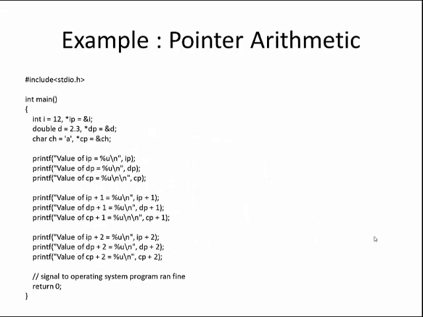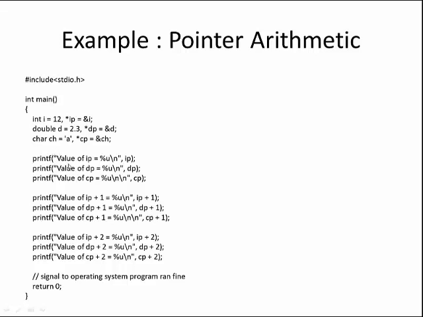Okay, so this is a basic example. If you can see, we have an integer variable I and a pointer IP in which we have stored the address of I, and we have D as a double variable. We have stored 2.3 in the double. We have used DP as a double pointer, and similarly in case of char, we have used a char pointer CP.